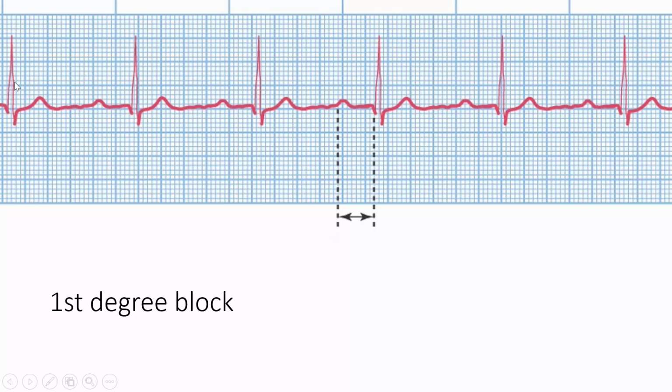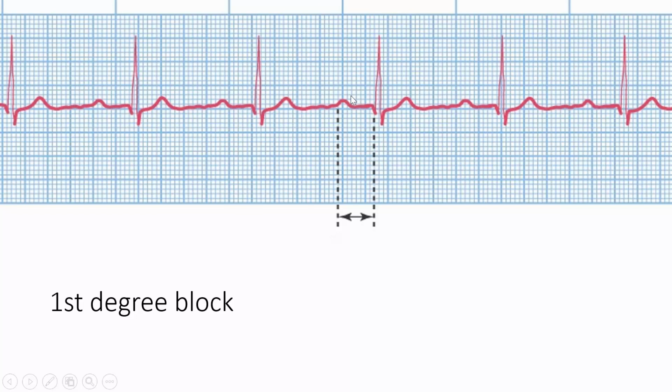So we got 1, 2, 3, 4, 5, 6. We have 6. So then what we do is 6 times 10, our rate is 60. The next thing we want to look at is we want to see if it's regular. Well, I'm looking at my R to R, and what I see is that, yes, it is regular.